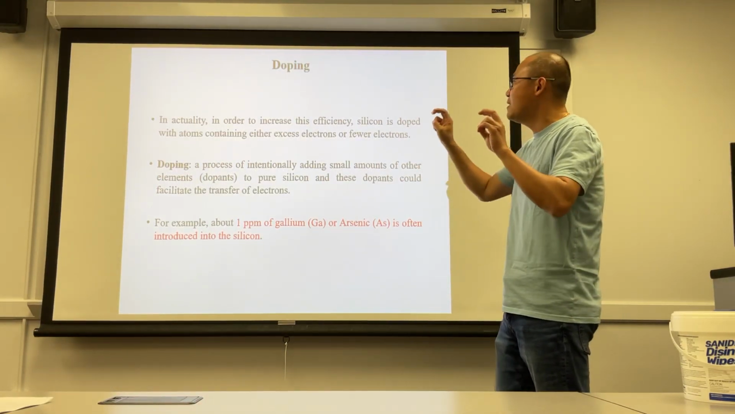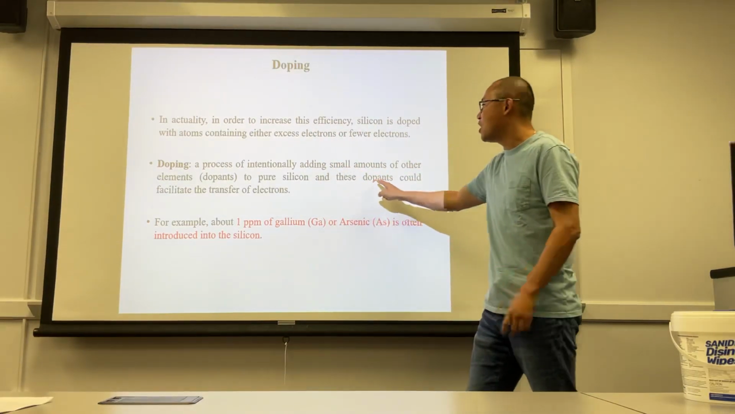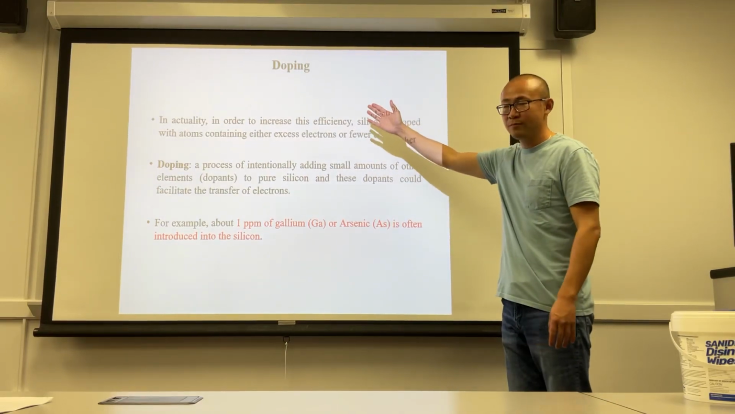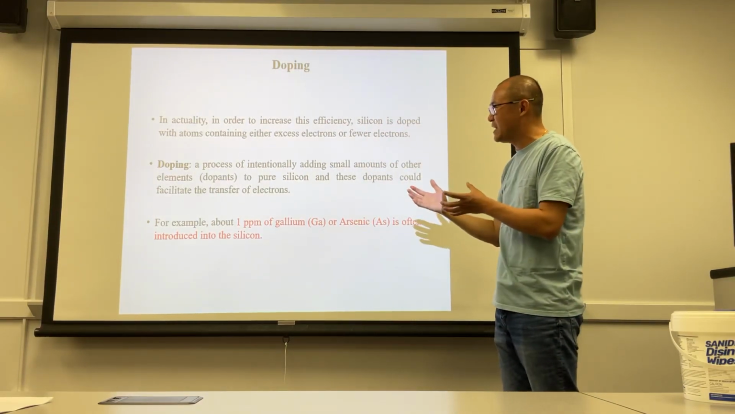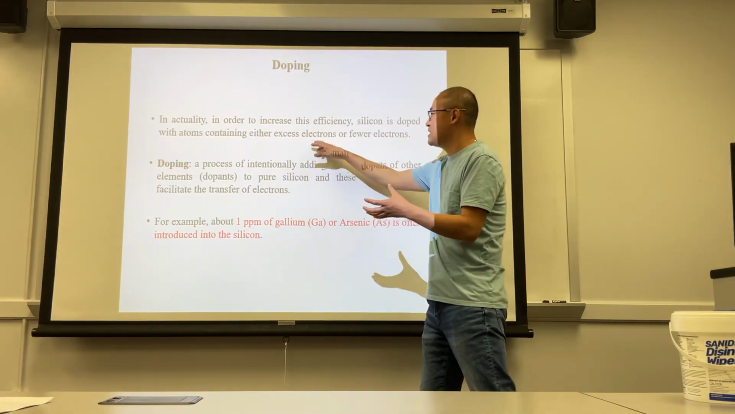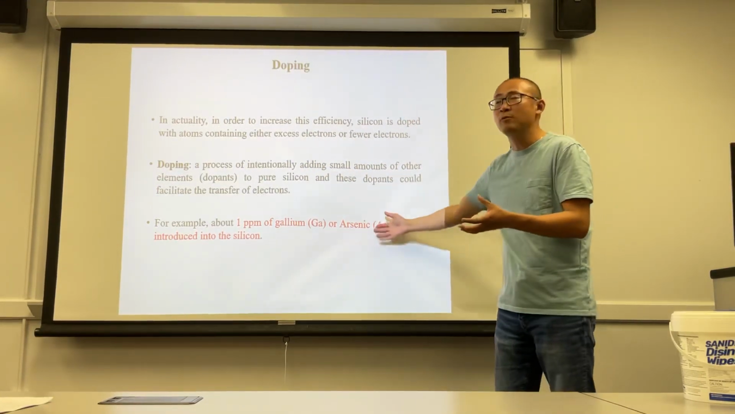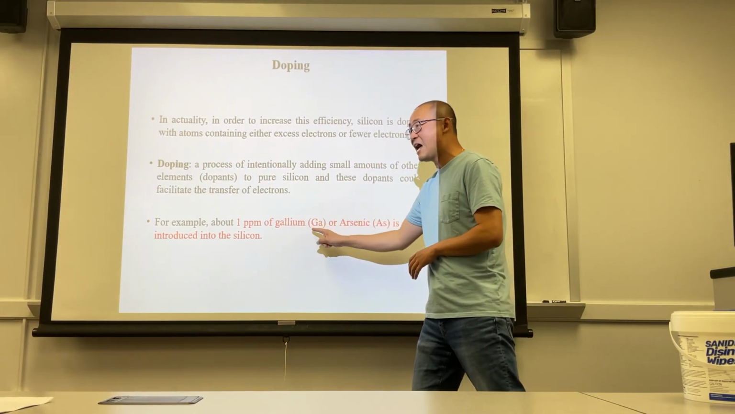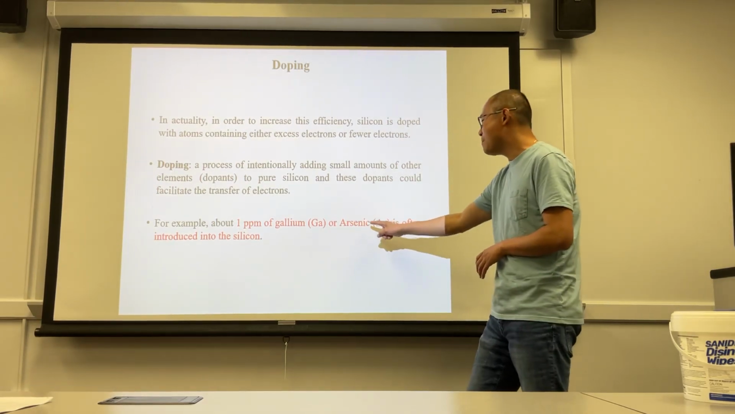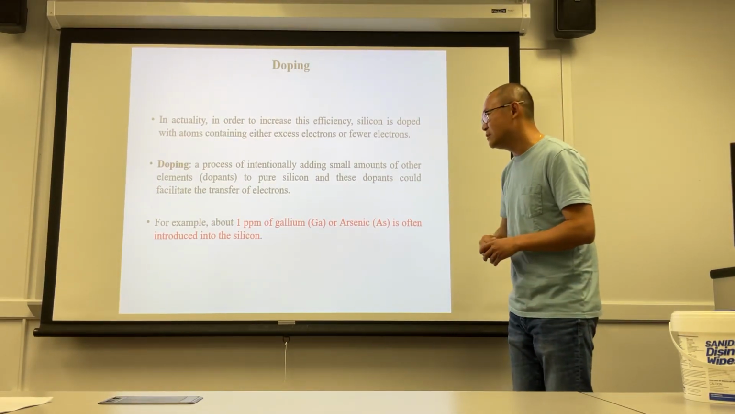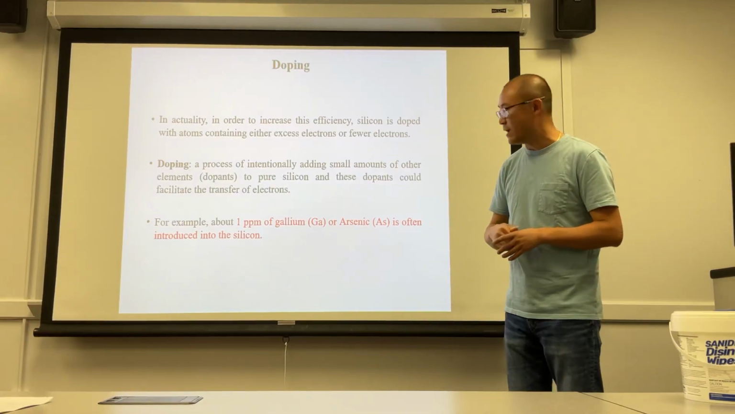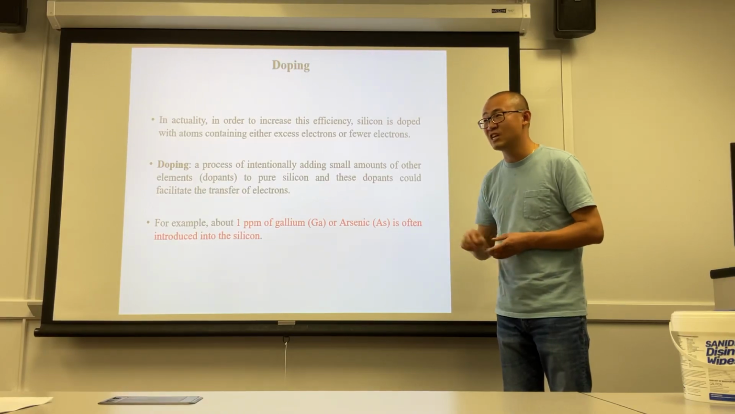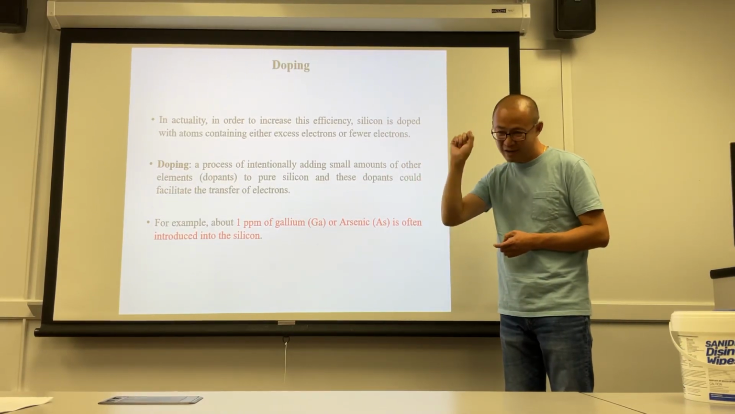The tiny atoms added are called dopants, and the process is called doping. You may want to understand what it means to add atoms with excess electrons or fewer electrons. For example, usually we can add 1 ppm of gallium or 1 ppm of arsenic into pure silicon. First, what does 1 ppm mean? 1 part per million means the concentration is very low. You're not adding a lot, you're adding a tiny amount.